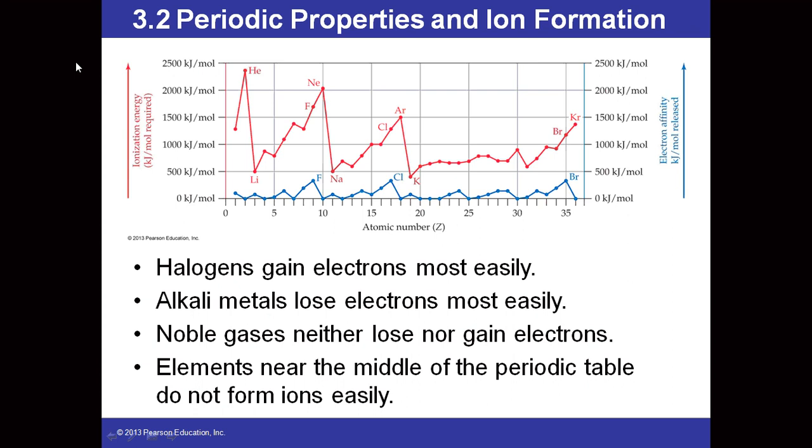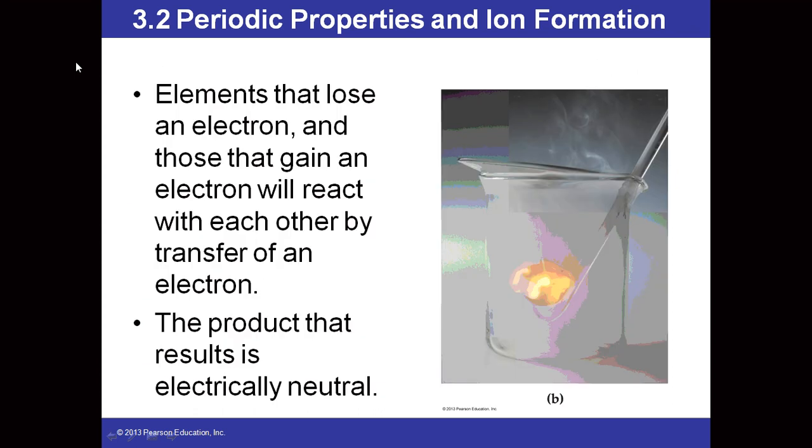Now, noble gases are unique in that they neither lose nor gain electrons, and that fits their label as the inert noble gases. They tend not to react. Elements near the middle of the periodic table do not form ions easily. Elements that lose an electron and those that gain an electron will react with each other by transferring these electrons. In each case, the product that results is electrically neutral.